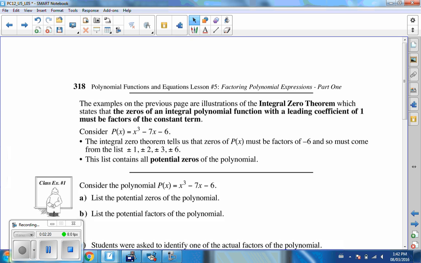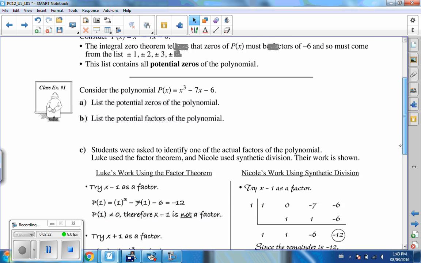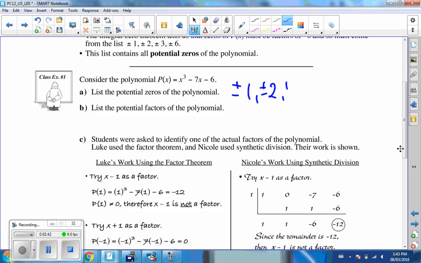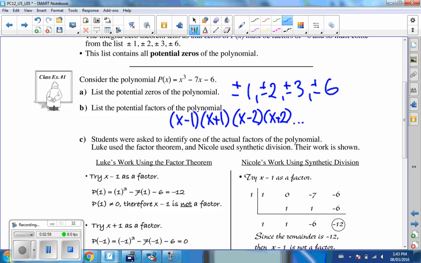in an integral polynomial function, that is, if all of your coefficients are integers, are factors of the constant term. Hey, cool. So what we would do to factor something like this is we would first check all the zeros. The potential zeros of this thing are going to be plus minus 1, plus minus 2, plus minus 3, or plus minus 6. There's 8 potential zeros. That would make my factors x minus 1, x plus 1, x minus 2, x plus 2, and so on, x minus 6, x plus 6. My "and so on" isn't all that much different from x minus 3, x plus 3, but yeah, whatever.